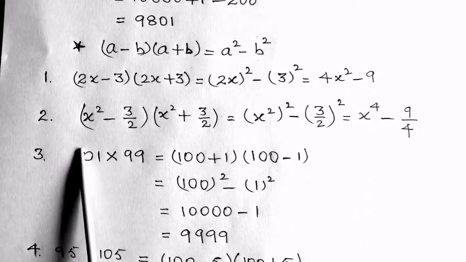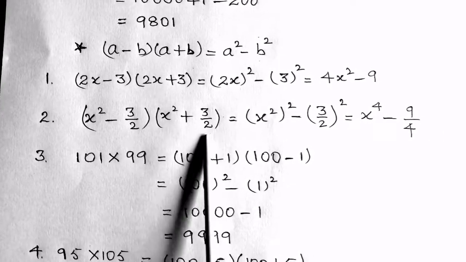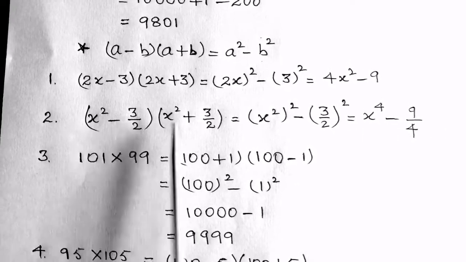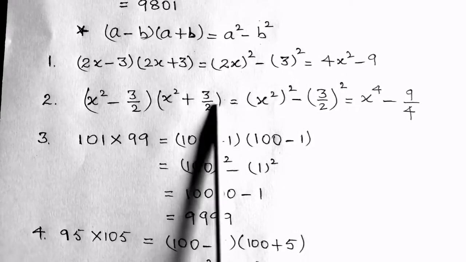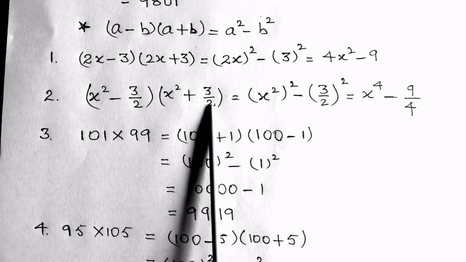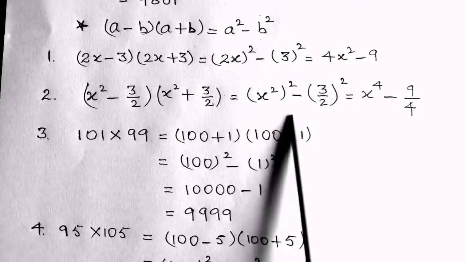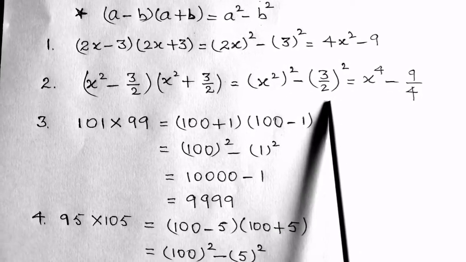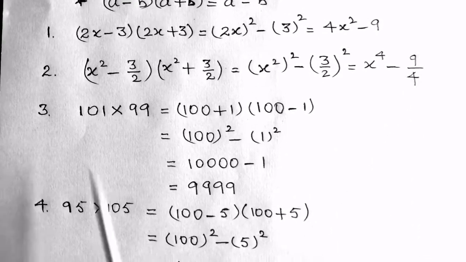Similarly, the next question is (x square − 3/2) multiplied by (x square + 3/2). See, they are the same, only the signs are different. So again we can use the formula (a − b) into (a + b). So what is that? a square minus b square. So that is square of first minus square of second. So square of x square minus square of 3/2. So we have x raised to power 4 minus 9/4.